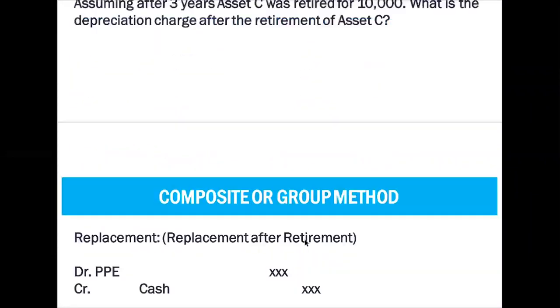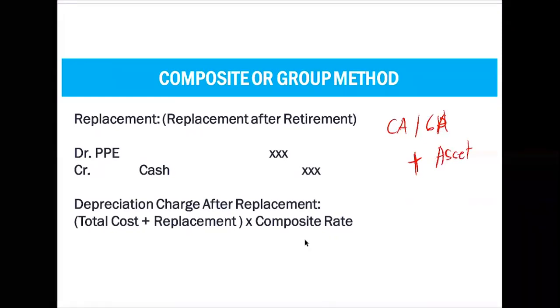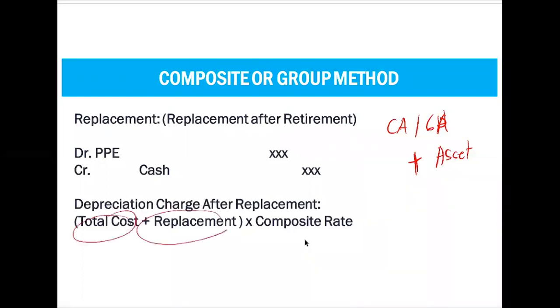Okay. So we go now to your replacement. Under your replacement, we just debit your PPE and we credit cash. So we have here your composite, di ba? Meron tayong composite asset or group asset. Dito naman ang mangyayari, dadagdagan pa natin ng additional asset. So ang tanong dito, how do we compute your depreciation charge? Your depreciation charge will still be your total cost plus your replacement asset multiplied by your composite rate. So ang gagawin mo lang, idadagdag mo yung replacement asset mo. Tapos i-multiply mo na rin siya ng composite rate.